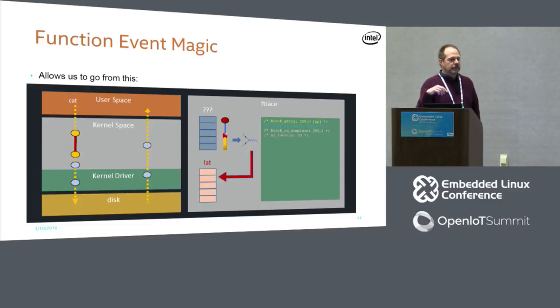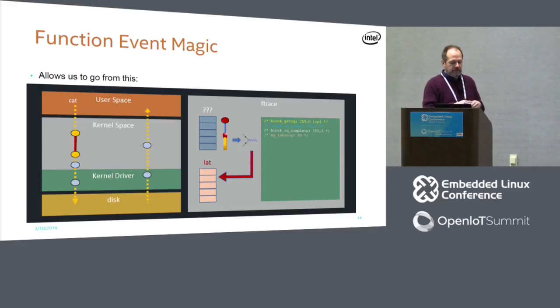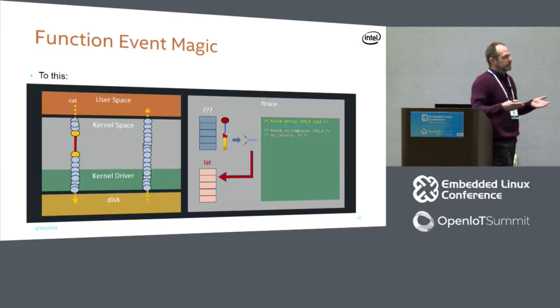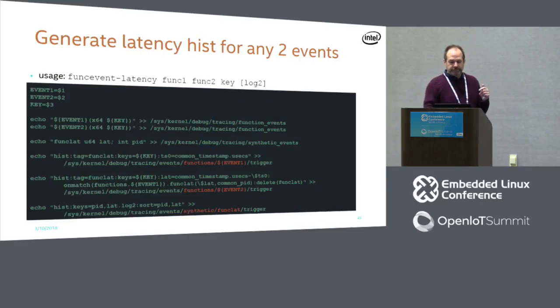Basically, having this ability to create a trace event at will at any function, and very easily export any data we need, allows us to go from a situation like this, where we have just a handful of available trace points that may or may not have the data we need, to this, where we can very easily calculate the latencies and show a histogram between any two functions in the kernel, just by doing a similar process to what I did.